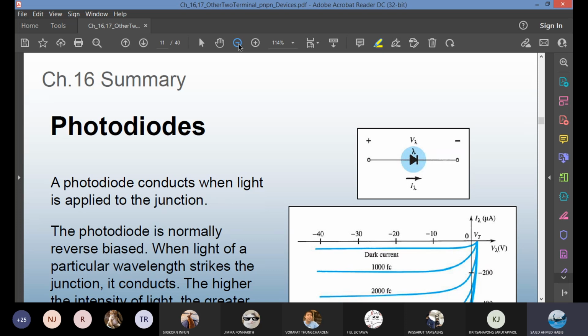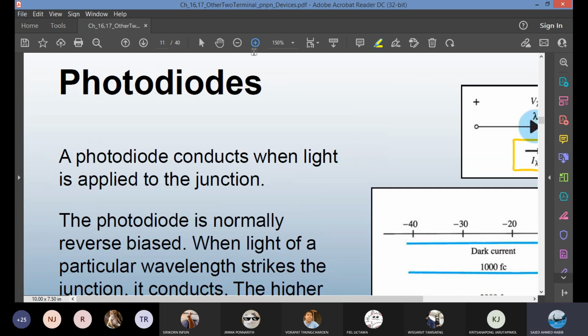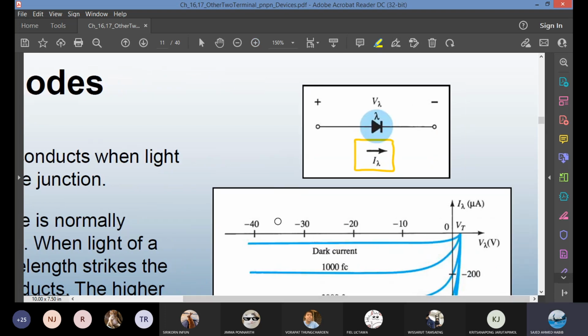Move on to the next subtopic, photodiode. This one is rather interesting. The symbol of a photodiode is a regular diode, and then with the Greek symbol lambda just next to it. The forward bias voltage is given with the symbol V sub lambda. The current flowing through is I sub lambda. If you see the Greek symbol lambda next to a diode or a circuit component, it has something to do with light. This is the convention.